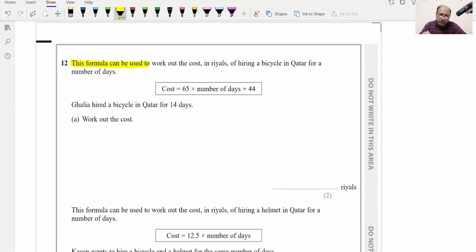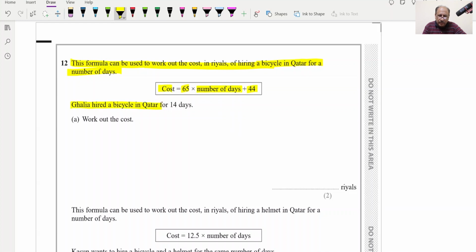Question 12. This formula can be used to work out the cost in riyals of hiring a bicycle in Qatar for a number of days. Cost equals 65 into number of days plus 44.